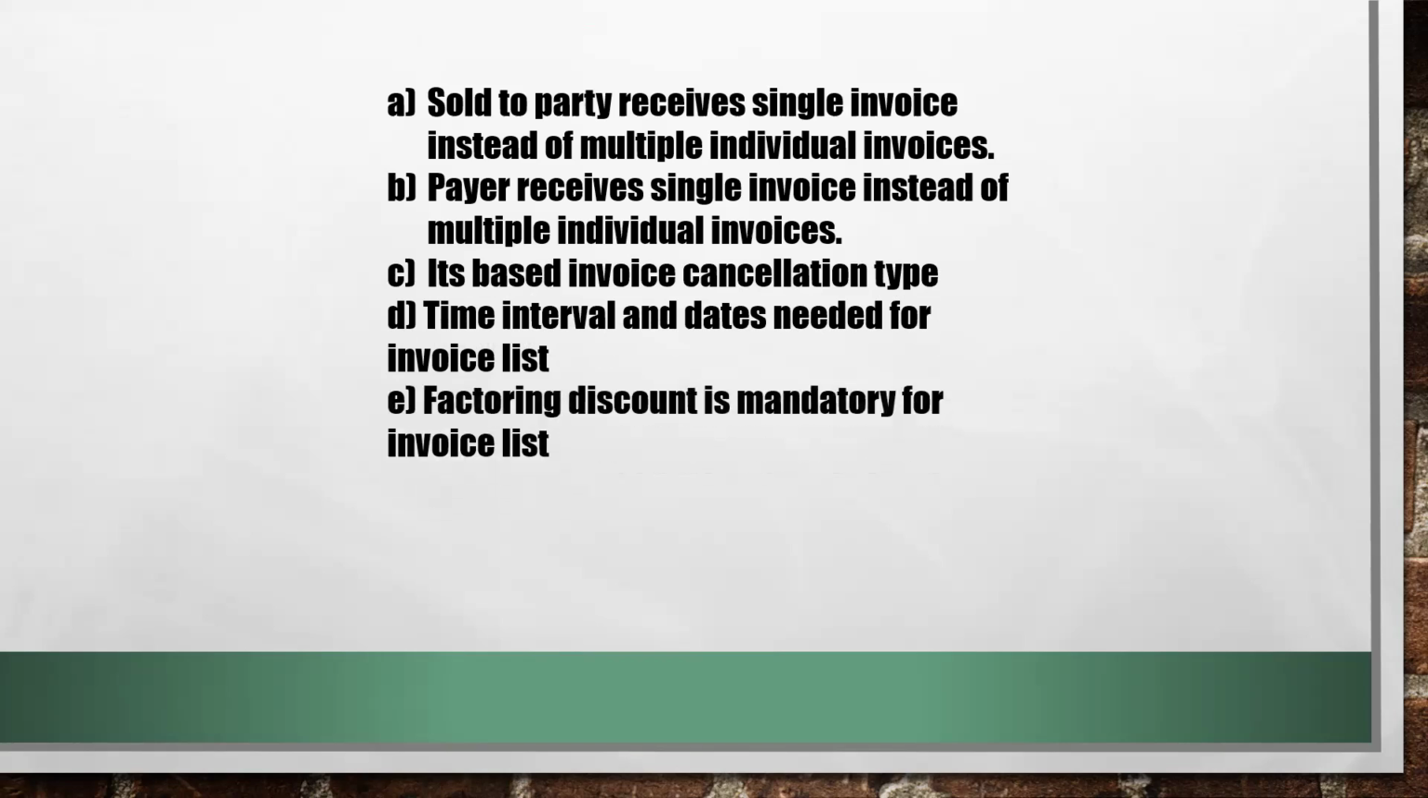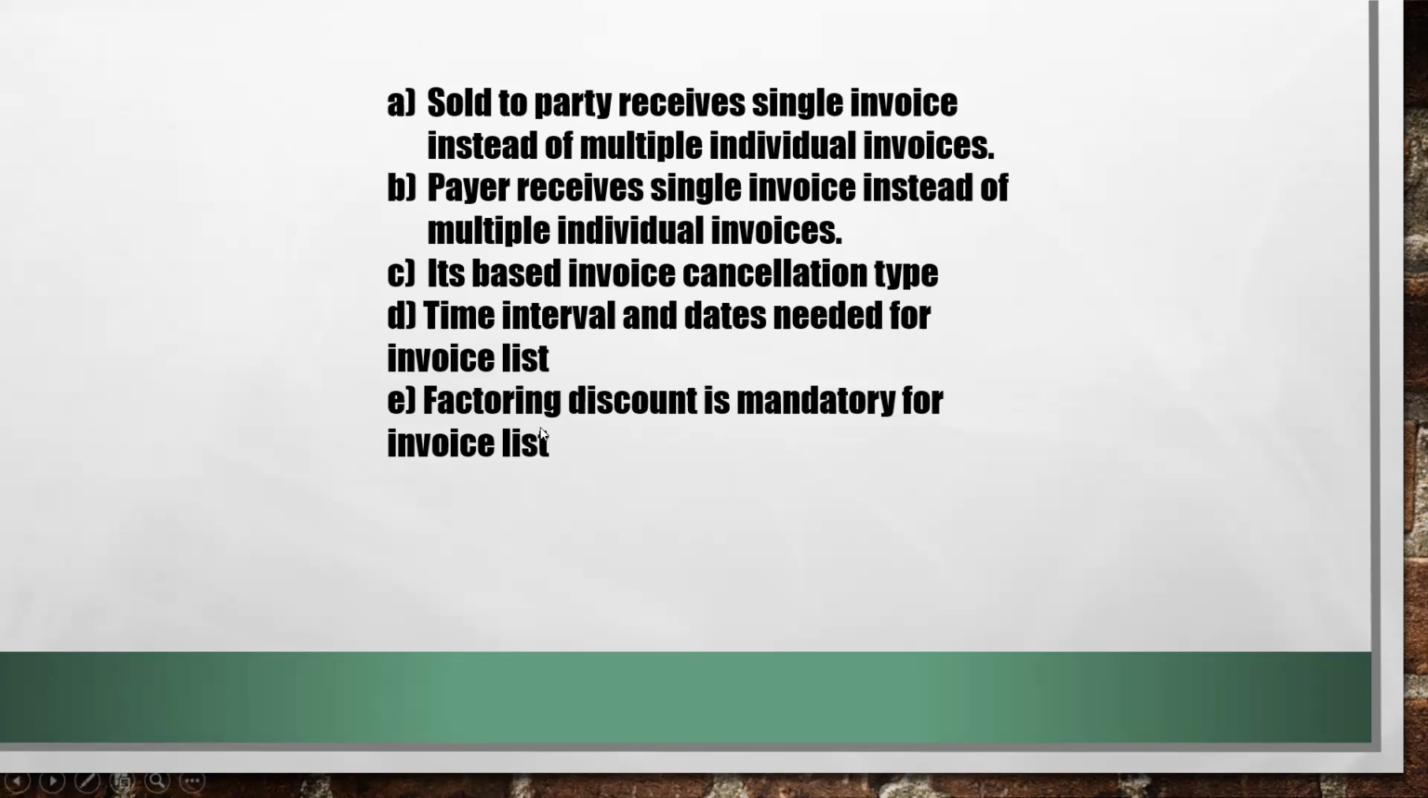Factoring discount is mandatory for invoice listed. Everyone knows that factoring discount is the discount. Suppose one invoice is 100 and another invoice is 100, like five invoices, 500 is the net value plus tax on that. Suppose you'd like to give some discount for paying 1% on 500, maybe like 50 or something like that. So what happens here, giving discount on invoice list is not at all mandatory.